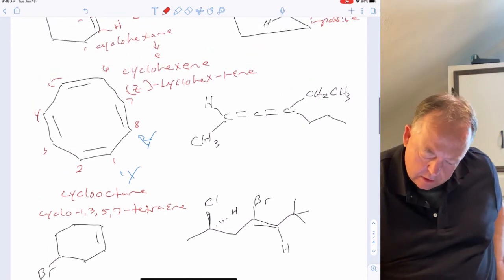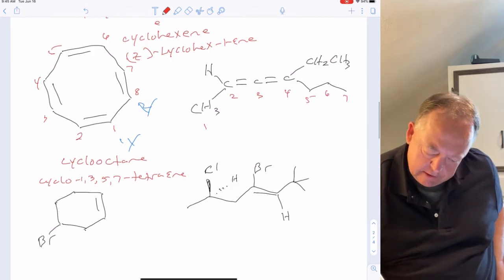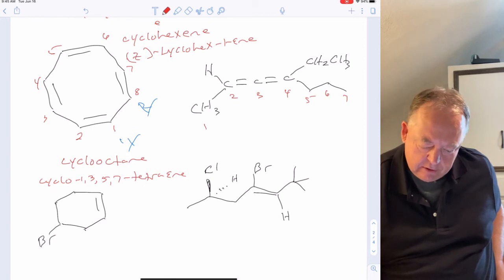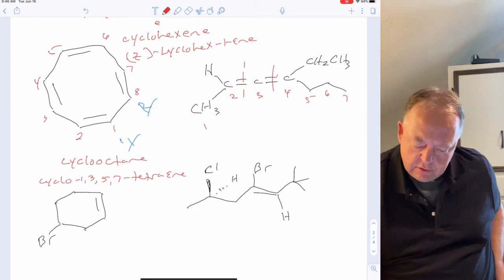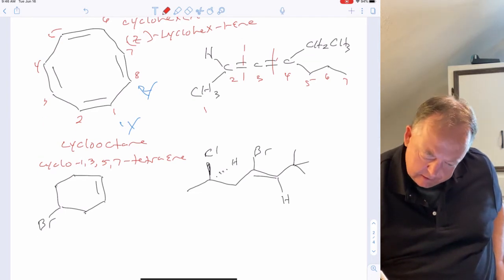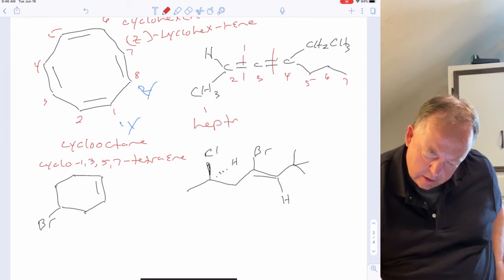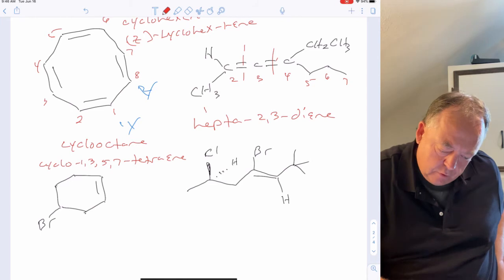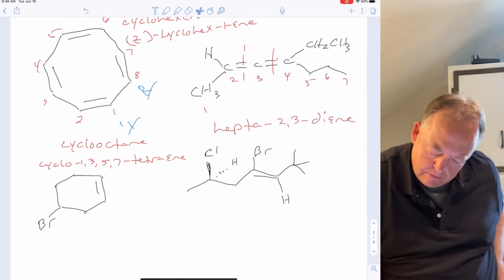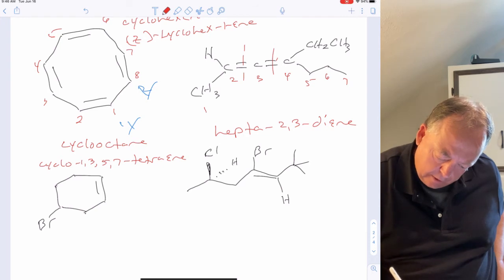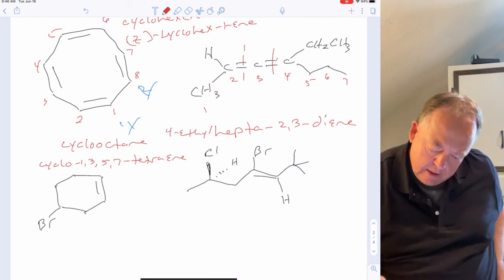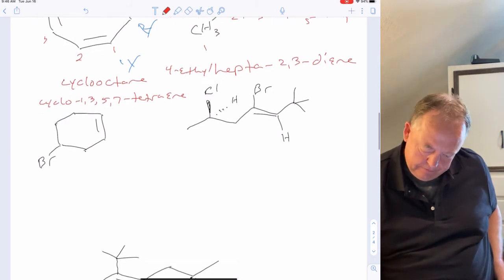Okay, so for this molecule, 1, 2, 3, 4, 5, 6, 7. So this is another diene, and there is no cis and trans here, right? Because the 2 double bonds on one side, you don't have 2 different groups. So there's no cis and trans in this double bond. So we would have hepta 2, 3 diene. And then on carbon number 4, you have an ethyl group. So 4 ethyl hepta 2, 3 diene would be the name of that molecule.